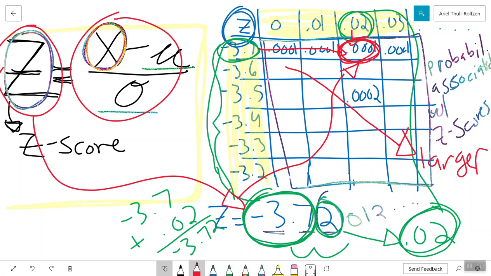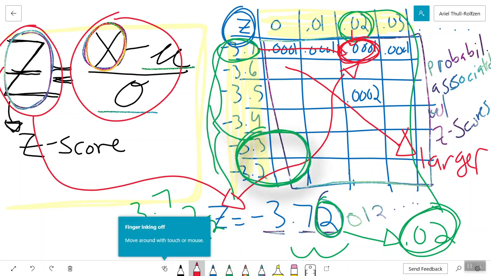And the table in your book goes to page 525, so it's a pretty long table. It goes from negative 3.7 to positive 3.7. And it's going in increments of 0.1. So let's come down here.